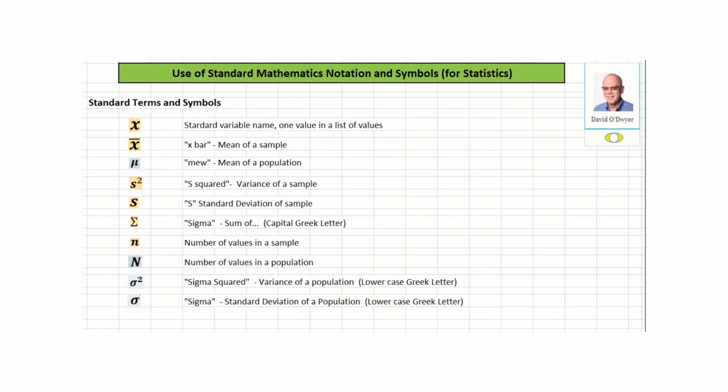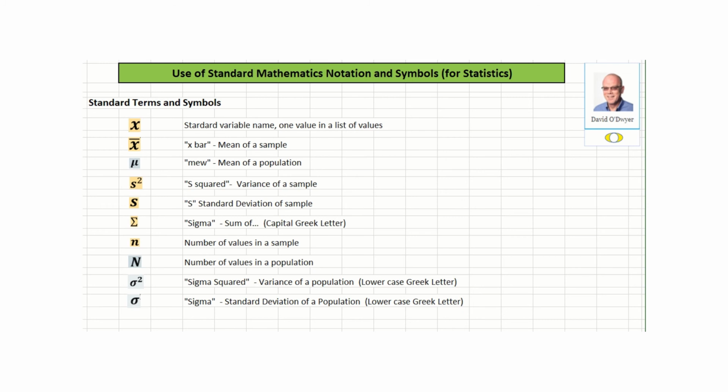So finally, we just want to go through the list of standard terms and symbols used in statistics. So x is just a standard variable name. X bar is the mean or average of the sample. The word average is used in Excel if we're calculating in Excel. Mu, pronounced as it's spelled there, mew, is the mean of a population as opposed to x bar, which is the mean of a sample.